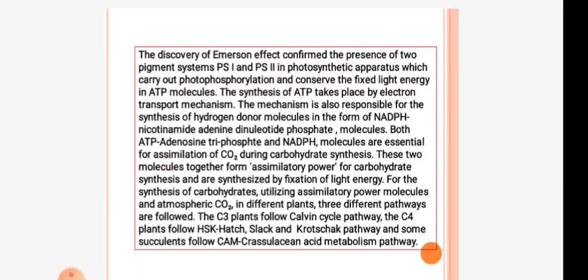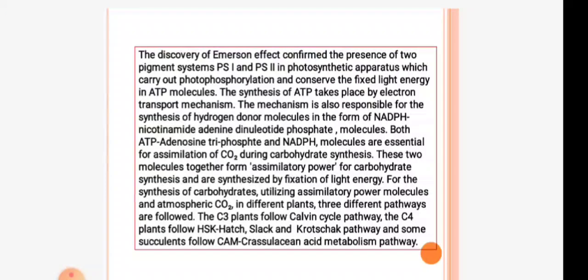The synthesis of ATP molecules takes place by the electron transport mechanism. The mechanism is also responsible for the synthesis of the hydrogen donor molecule in the form of NADPH, and ATP molecules. Both ATP and NADPH molecules are essential for assimilation of CO2 during carbohydrate synthesis. These two molecules together form the assimilatory power for carbohydrate synthesis and are synthesized by fixation of light energy.